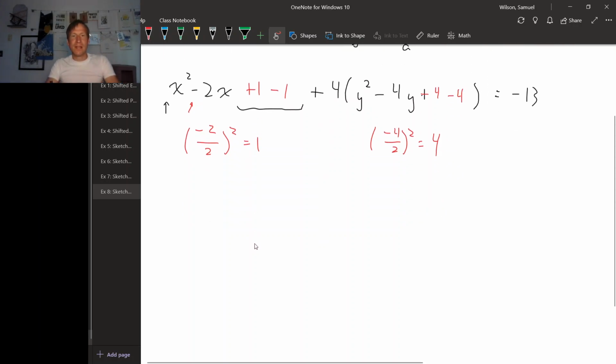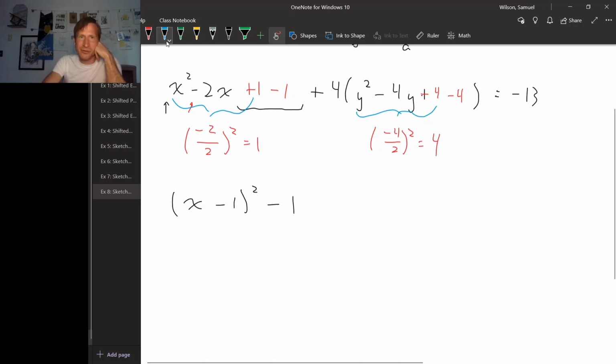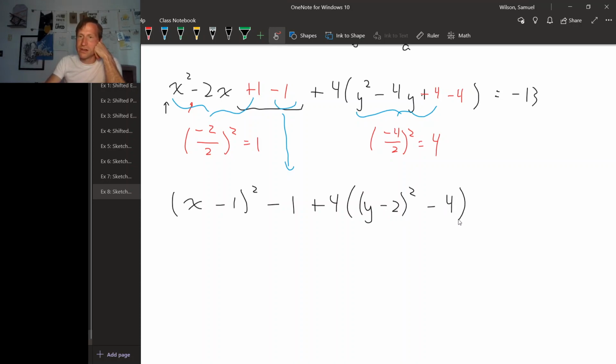Okay, now if we've done our completing the square right, these first 3 terms with our x's should be a perfect square, and the first 3 terms over in the y's should also be a perfect square, and they are. So for the x's, this is x minus 1 squared minus 1. Don't forget this minus 1 right here. And then for the y's, plus 4 times, the first 3 terms in the y part are y minus 2 squared, and don't forget that minus 4 that's on the end, equals negative 13.